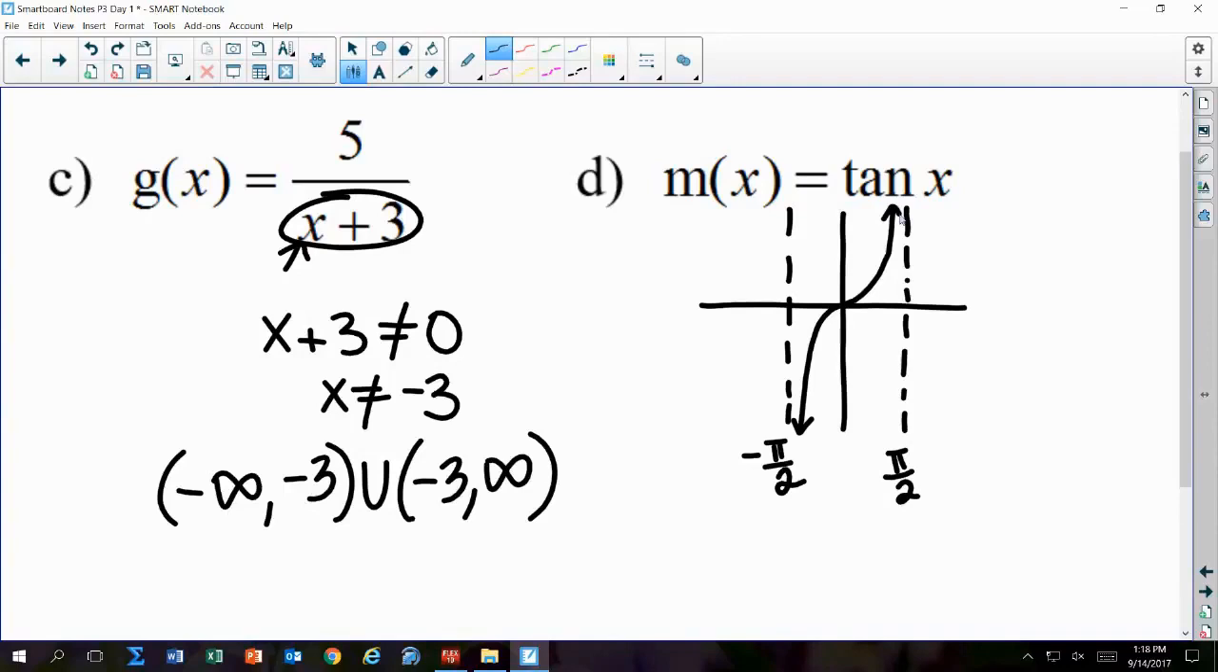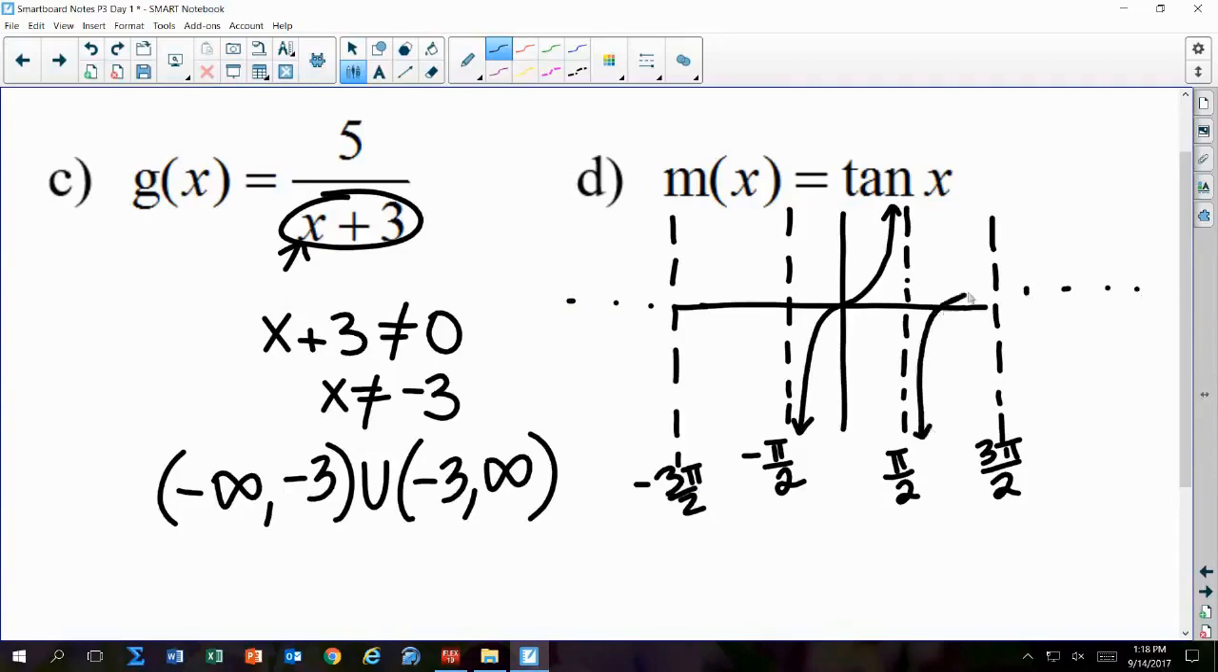So if I add on another pi unit, what would be my next asymptote? What is pi over 2 plus 2 pi over 2? 3 pi over 2, right? And here if I subtract pi from negative pi over 2, what's my next asymptote? Negative 3 pi over 2, etc., right? This goes on infinitely in both directions, this shape, right?